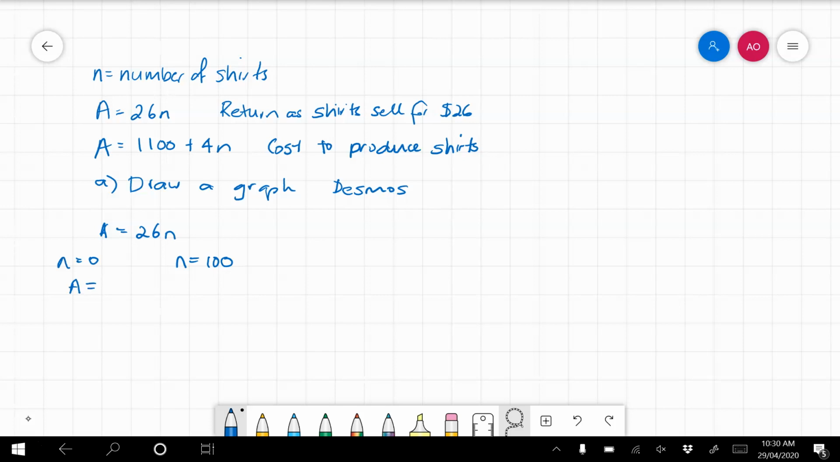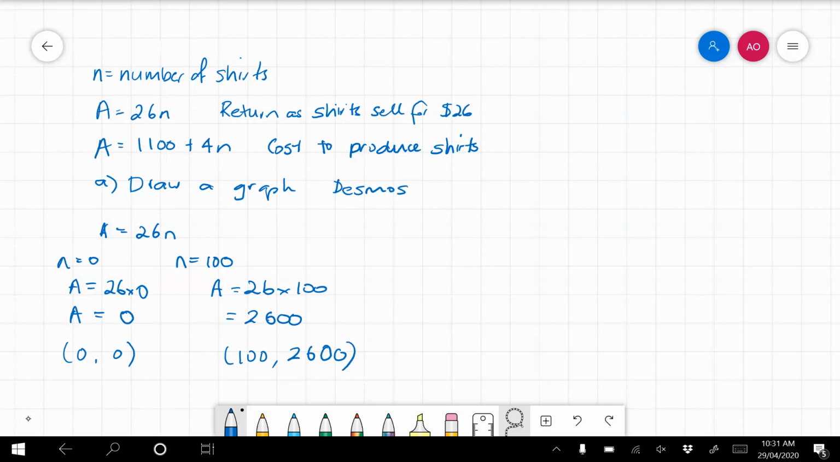I need 2 points for this line, so 26 times 0 here. Guess what? If you make no shirts, you get no return. So 0, 0 is the first one. All right, now, what if I make 100 shirts? What return will I get from selling 100 shirts? And that would be 2,600. So if I sell 100 shirts, I will get a return of 2,600. Using those 2 points, I could now plot the line on a set of axes if I was doing this in an exam.